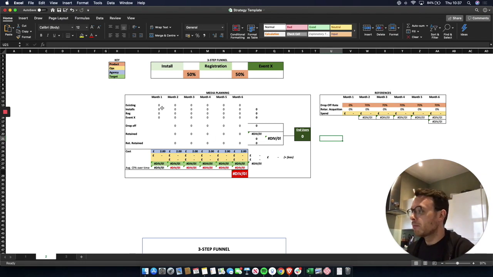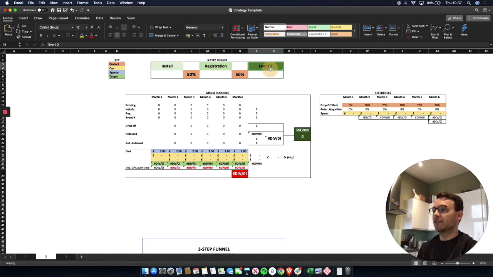We're going to be looking at the number of installs, the number of registrations, and the number of event X. Event X is the final or most significant point in your funnel. That can be a deposit, a booking, a purchase. It could be anything that provides you value and revenue at the end of the day. We're going to work this out on a 3-step funnel. Obviously, there's a chance to extend that as well.